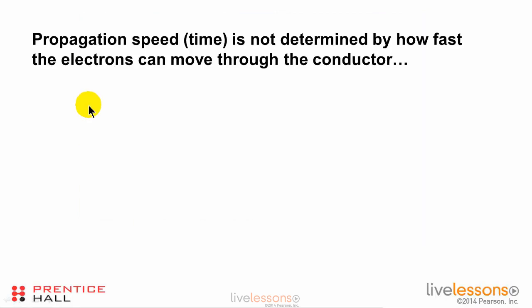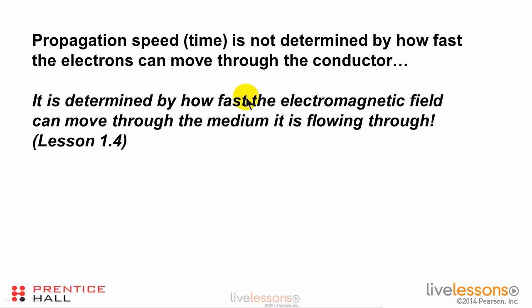So what this illustration emphasizes is that the propagation speed and time is not determined by how fast the electrons can move through the conductor. It is determined by how fast the electromagnetic field can move through the medium that it is flowing through.